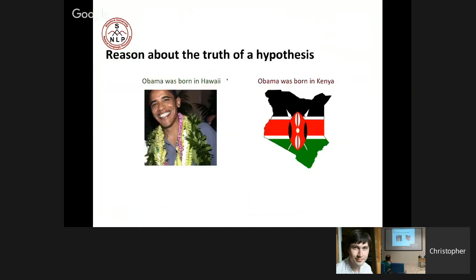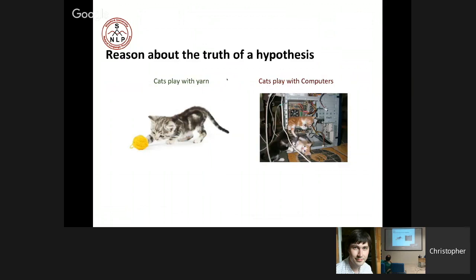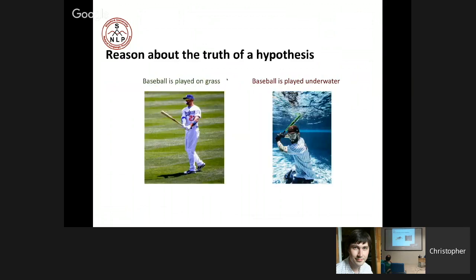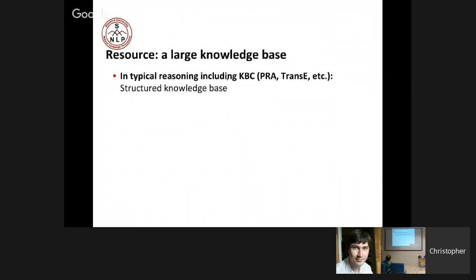So what we'd like to do is learn how to reason about the truth of hypotheses based on the facts that we can learn around the world from a lot of text. So for example, we might want to learn what country Obama was born in, or what do cats play with, or where is baseball played.